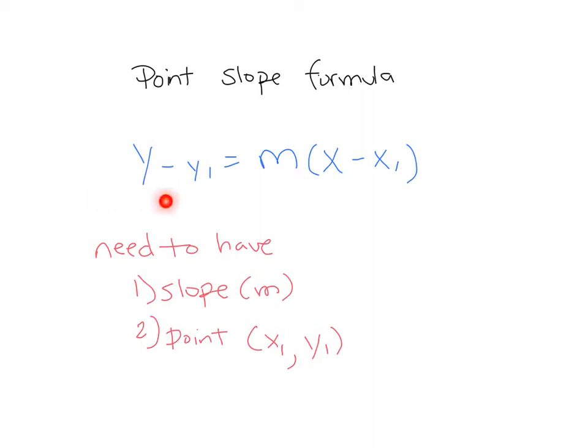Point slope formula. This again is something that you learned way back when in algebra 1, and probably used it again in algebra 2. Y minus y1 equals m times x minus x1. It's very useful, but what you have to have in order to be able to use this formula is you have to have a slope, which is your m, and you have to have a given point, which would be your x1, y1. And then we would just solve, and that's how you can discover new equations for particular lines.